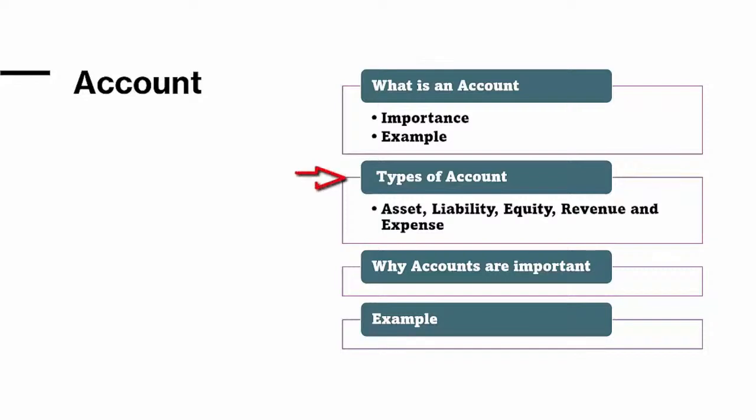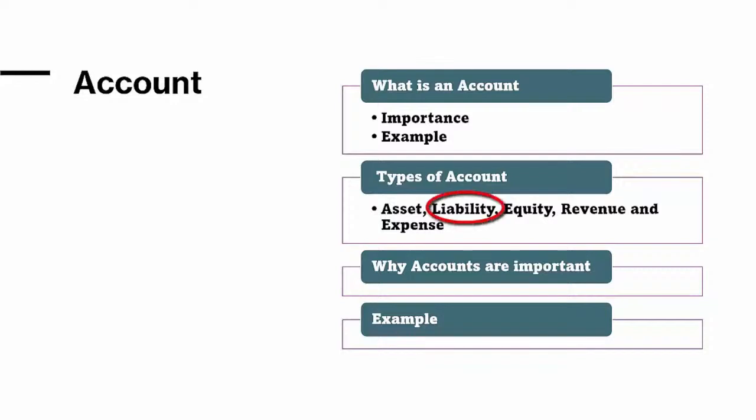Types of accounts in accounting. In accounting, we typically group accounts into 5 main types. 1. Asset accounts. Assets are things the business owns or controls that have value. Examples: cash, accounts receivable, money owed to the business by customers, inventory, items in stock, equipment, and buildings.